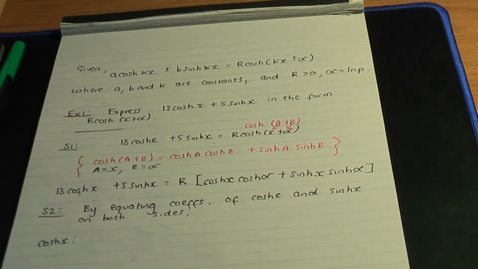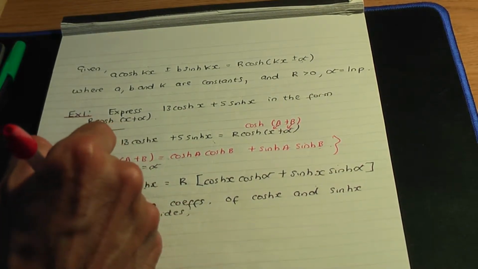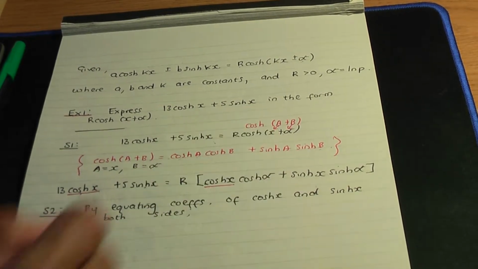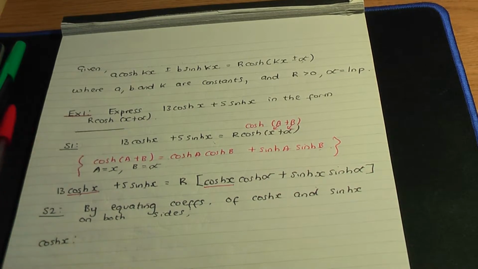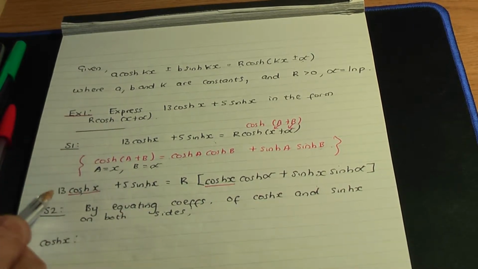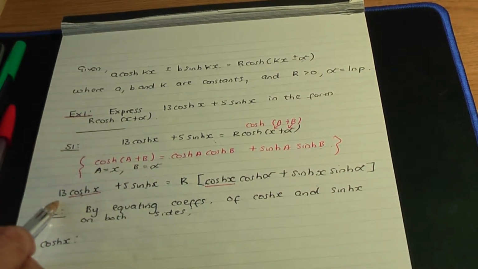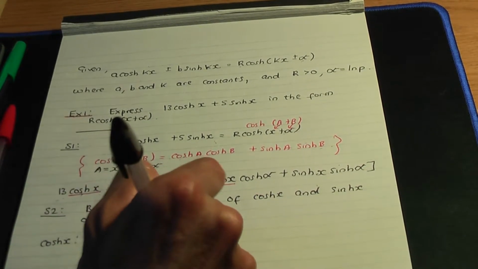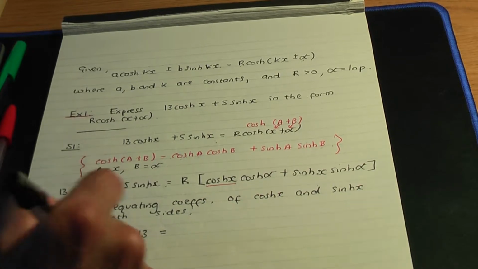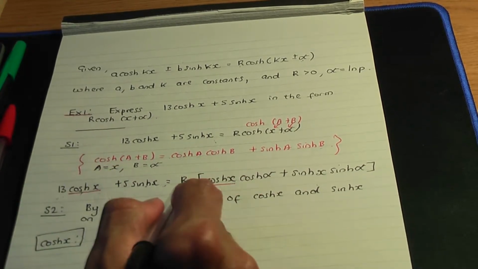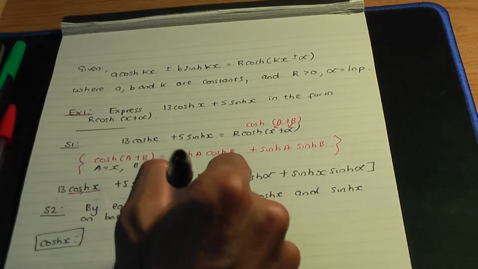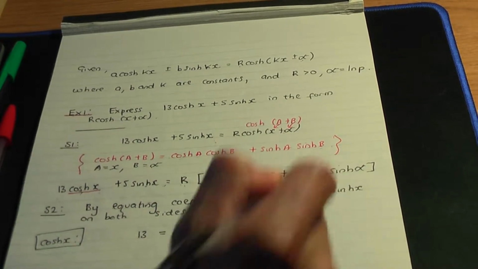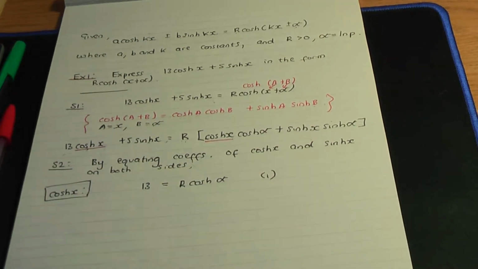So let me take a red pen, let me highlight the terms. So I have a hyperbolic cos x term on the left, here's my hyperbolic cos x term on the right, and when I equate the coefficients, okay, I have 13, the term in front of hyperbolic cos on the left, so 13, and that is equal to, okay, on the right hand side you have r hyperbolic cos alpha, so r hyperbolic cos alpha, let me call that equation number 1, okay.